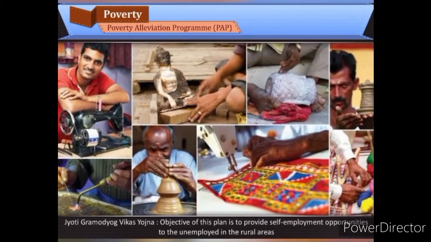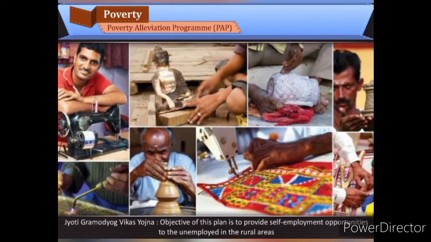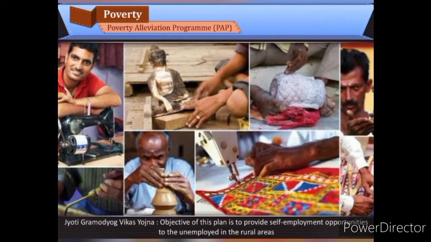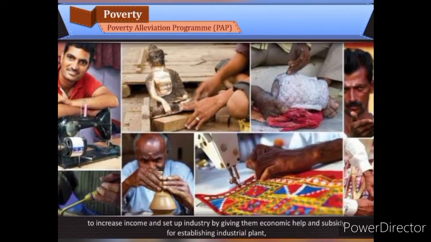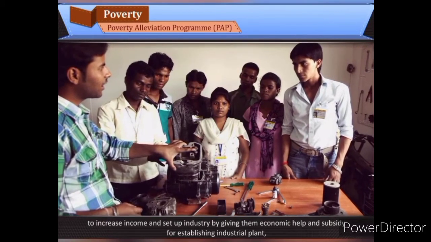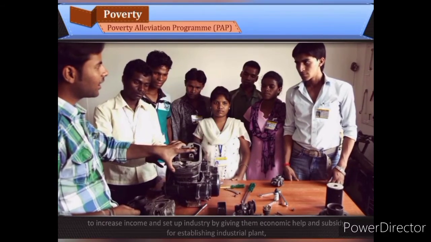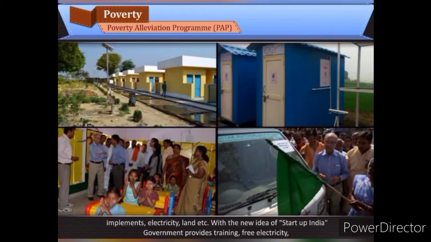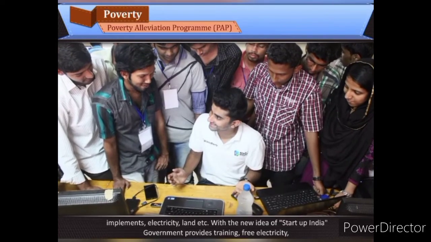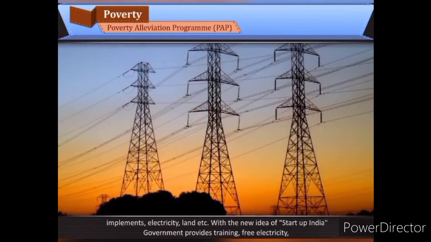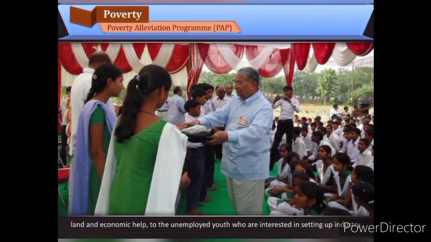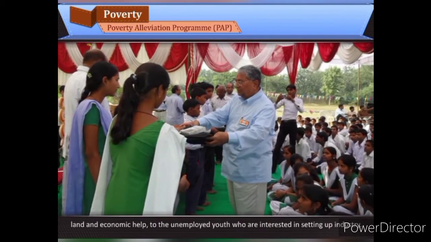Jyoti Gramudyog Vikas Yojana. The objective of this plan is to provide self-employment opportunities to the unemployed in rural areas, to increase income and set up industry by giving them economic help and subsidy for establishing industrial plant, implements, electricity, land, etc. With the new idea of Startup India, the government provides training, free electricity, land and economic help to the unemployed youth who are interested in setting up industry.